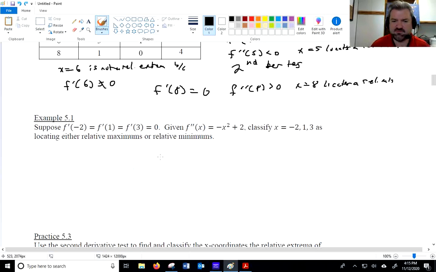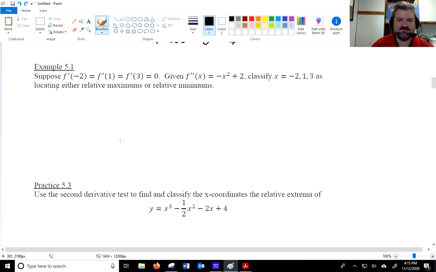Let's move on to another example. Suppose that f prime of negative 2 is equal to f prime of 1, which is equal to f prime of 3, which is equal to 0. Got all that? Given that f double prime of x is equal to negative x squared plus 2, let's classify x equals negative 2, 1, and 3 as locating either relative maximums or relative minimums.